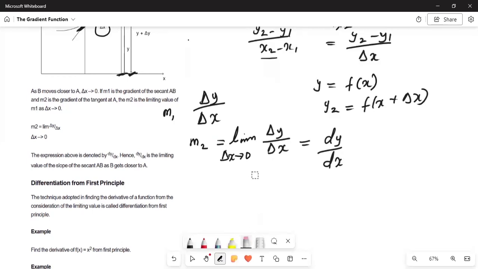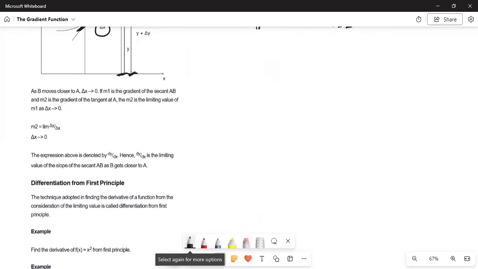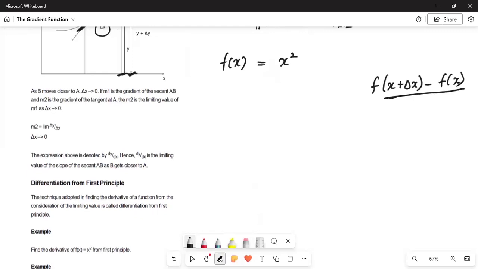The first one says, find the derivative of f of x equal to x squared from first principle. Okay, so if f of x is equal to x squared, our goal when taking the derivative from first principle is to try to express the gradient of this function in this format: f of x plus delta x minus f of x over delta x, and then take the limit of this. The limit of this will give us the derivative of this function from first principle.